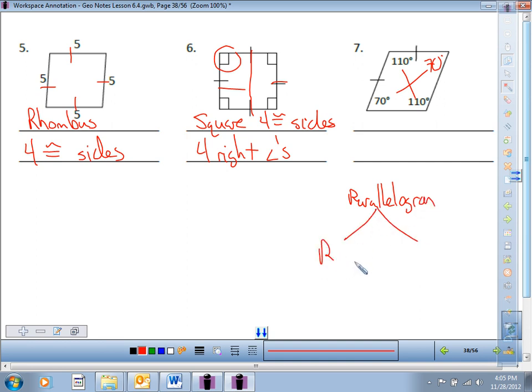Now what we have to look for is, can we go further and name it a rectangle or a rhombus? So if we look at this, can we call that a rectangle? Well, obviously not, because these aren't 90, but can we call it a rhombus? Do we know all the sides are equal? Well, in a parallelogram, opposite sides are equal, so this side would be equal to this side would be equal to this side. So could we call that a rhombus? You betcha. Now the reason we can call it a rhombus is because we have 4 congruent sides.